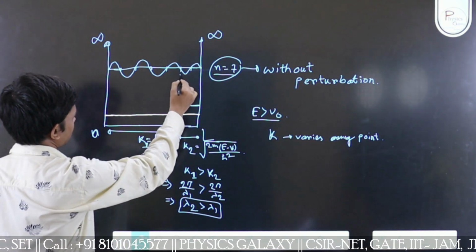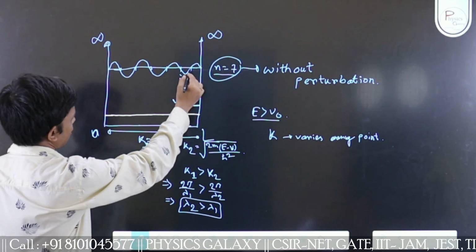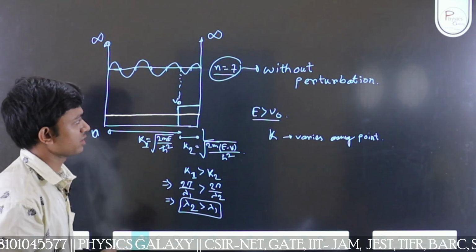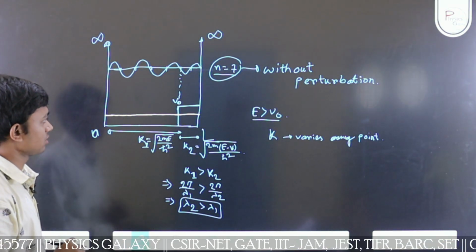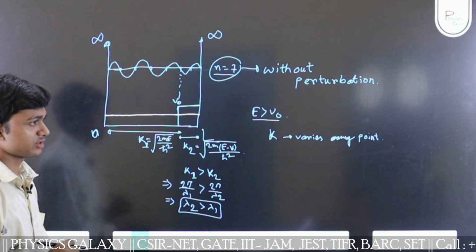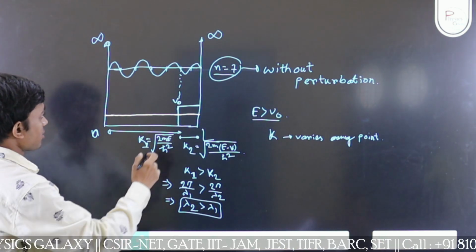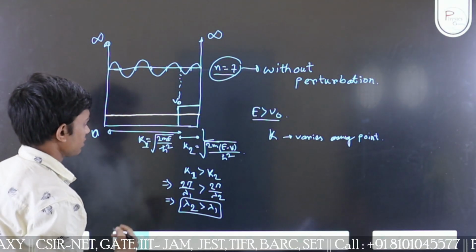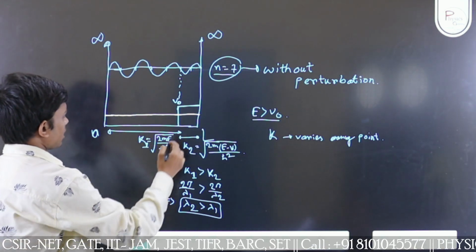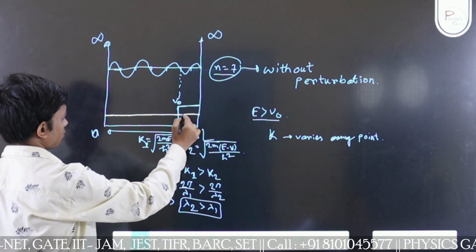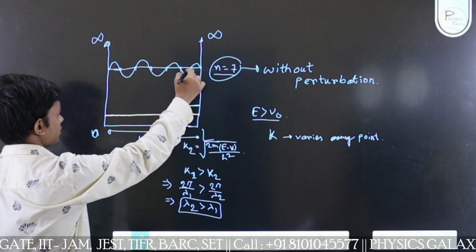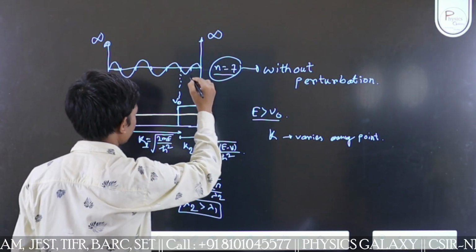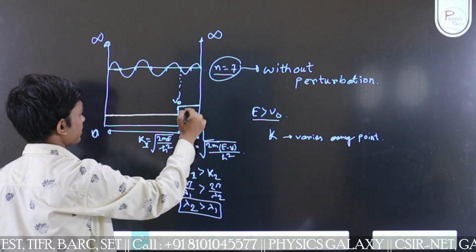I told them that in this region only one node is present, but when the perturbation is acting on this potential, the number of the nodes is decreasing. Previously the number of the nodes is 1. After the perturbation, the number of the nodes is 0. Because the number of the nodes is decreasing from 1 to 0, this node will vanish in this region.